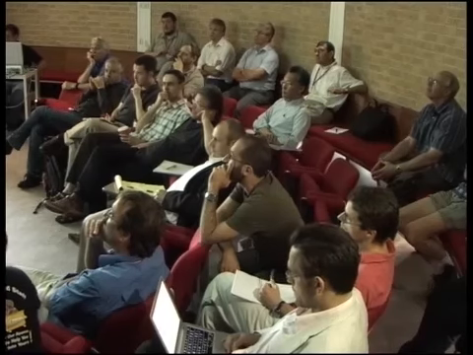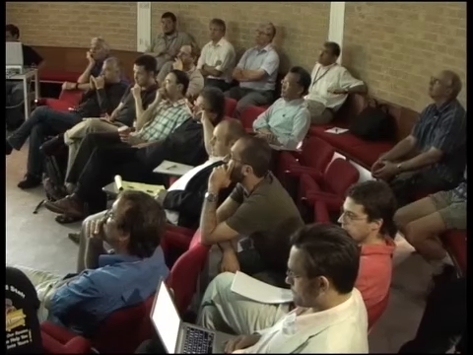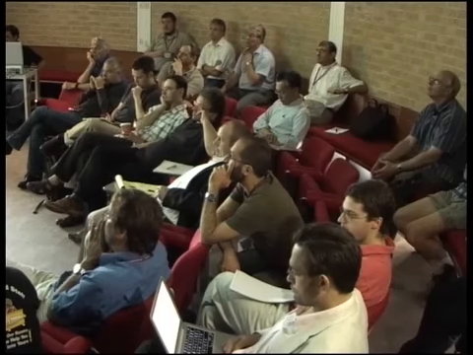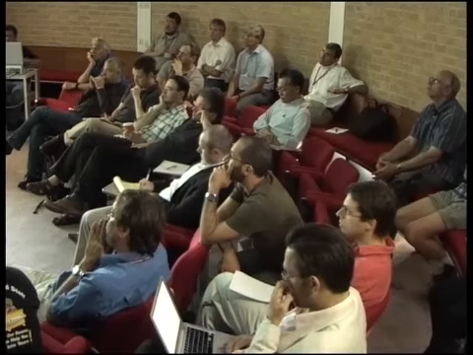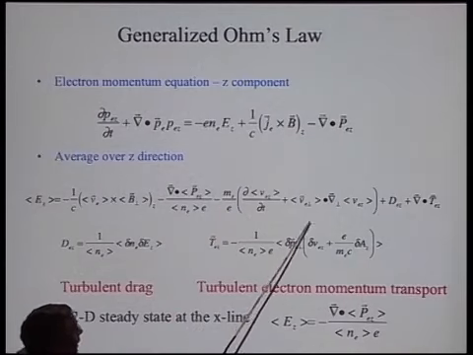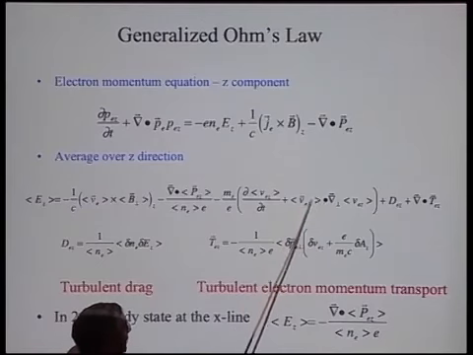Okay, so first of all, let's collapse to 2D now, and let's look right at the x line. So in 2D, this stuff goes away, and if you're interested in steady state, the inertia term goes away. The velocities go to 0 at the x line.